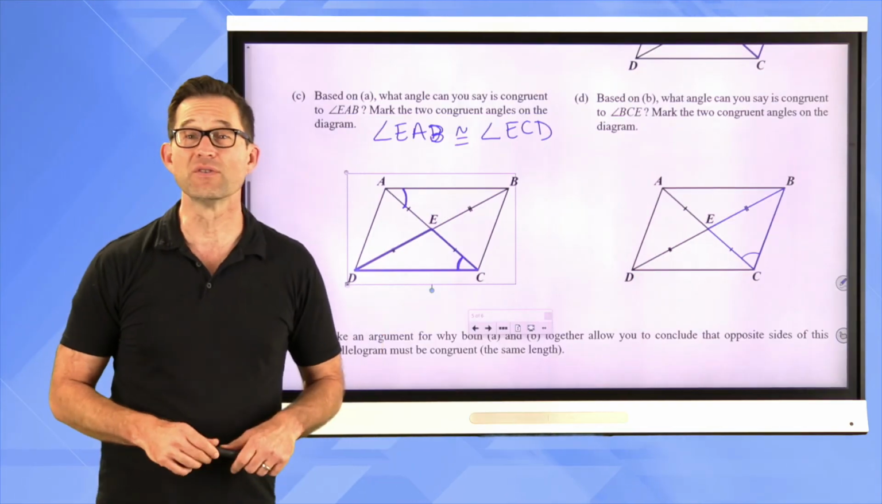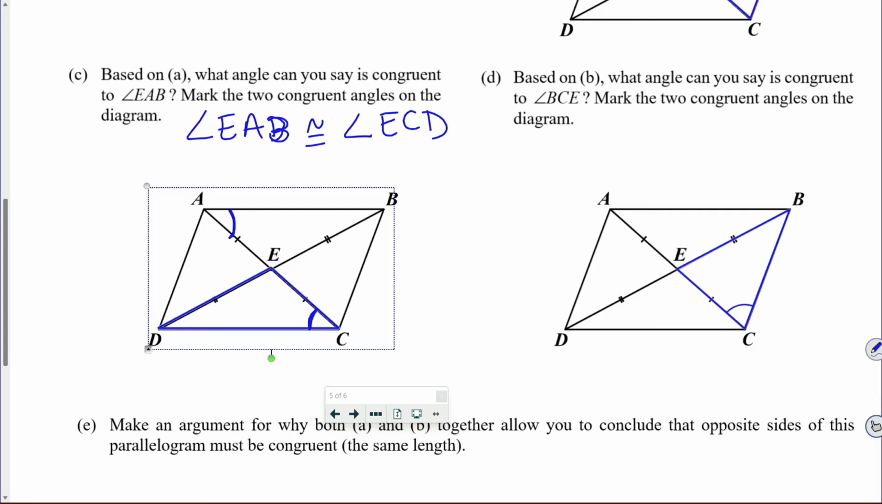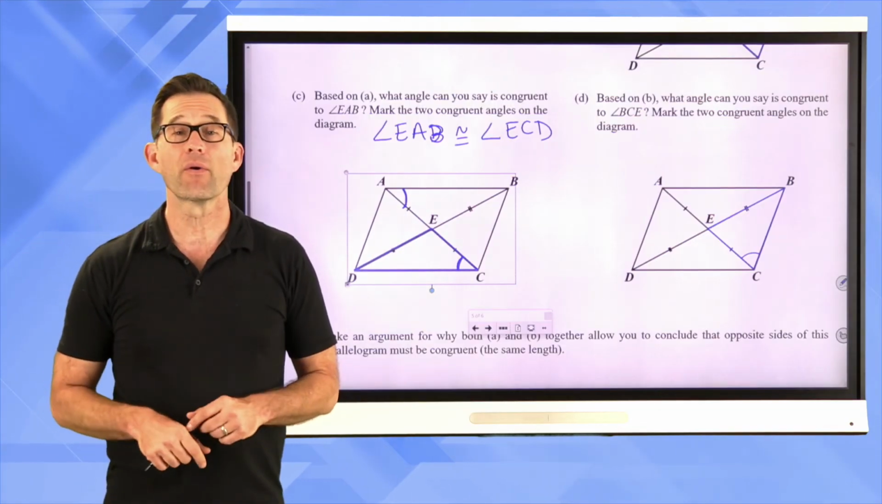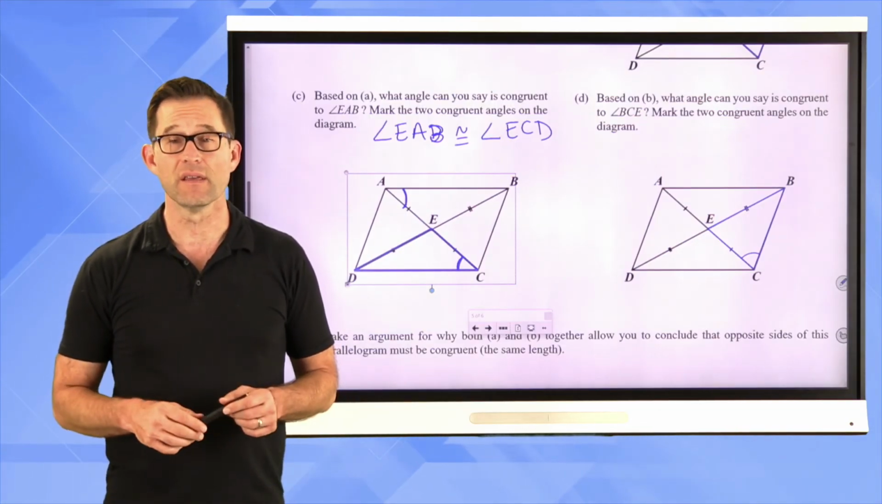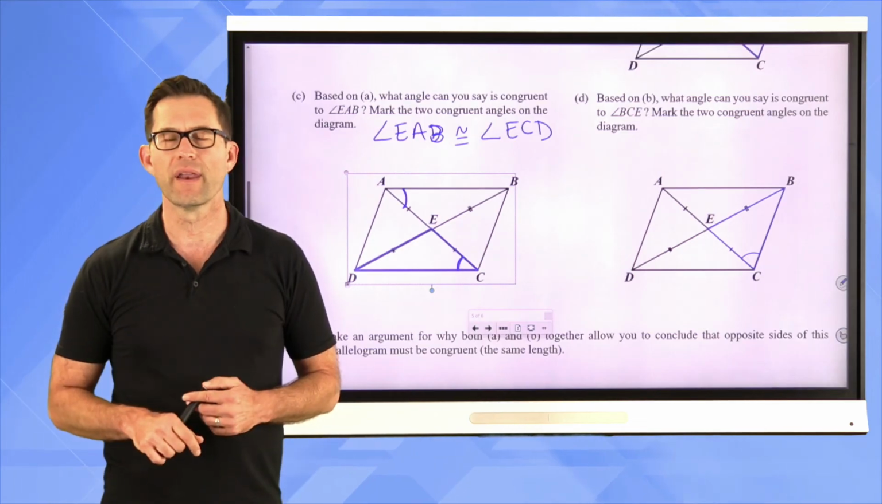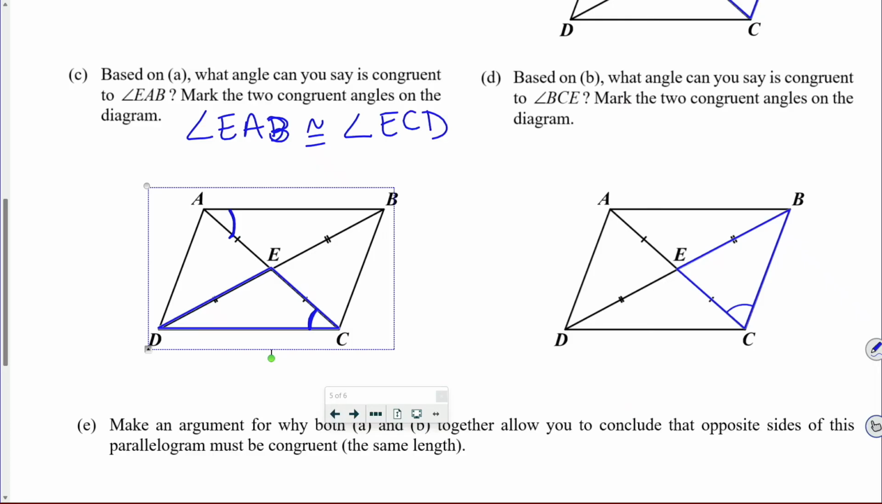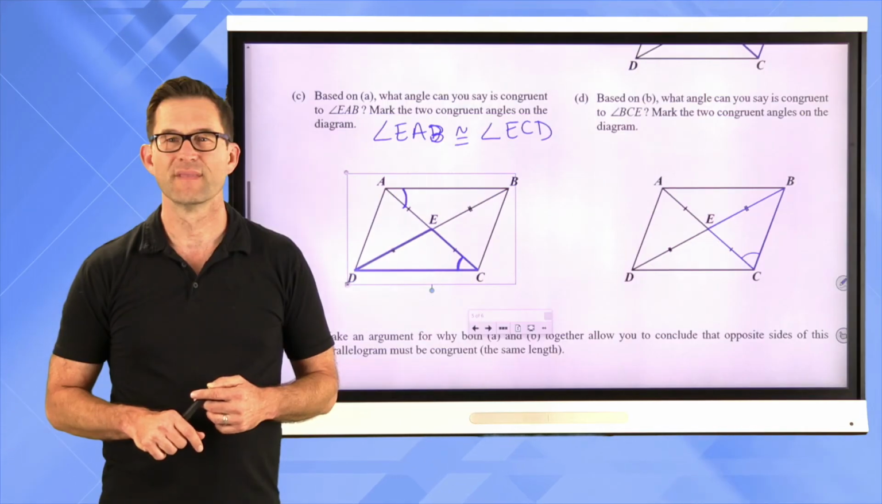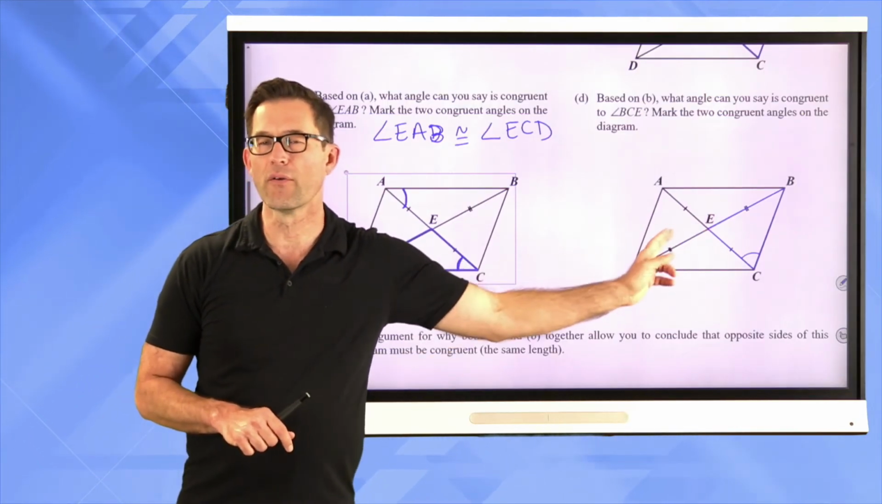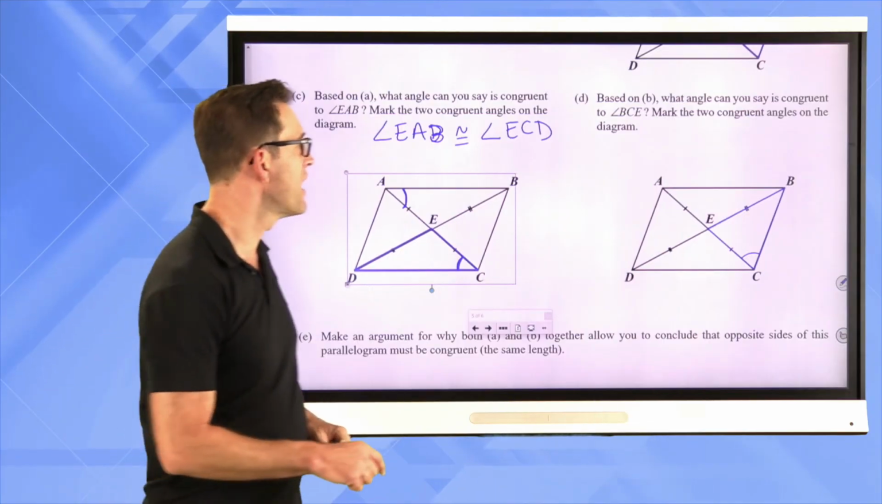Let's take a look at D, which is very similar. Based on B, what angle can you say is congruent to angle BCE? Mark the two congruent angles on the diagram. Again, I've already marked off angle BCE. You figure out what angle it has to be congruent to. I kind of wish I had marked this one off with a double angle mark. We'll do that at the end.